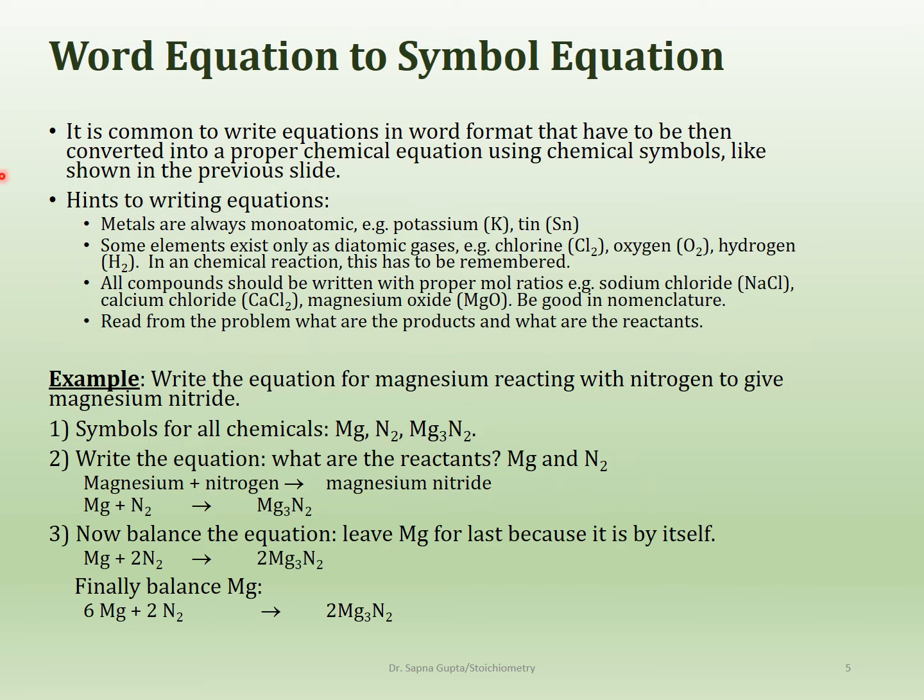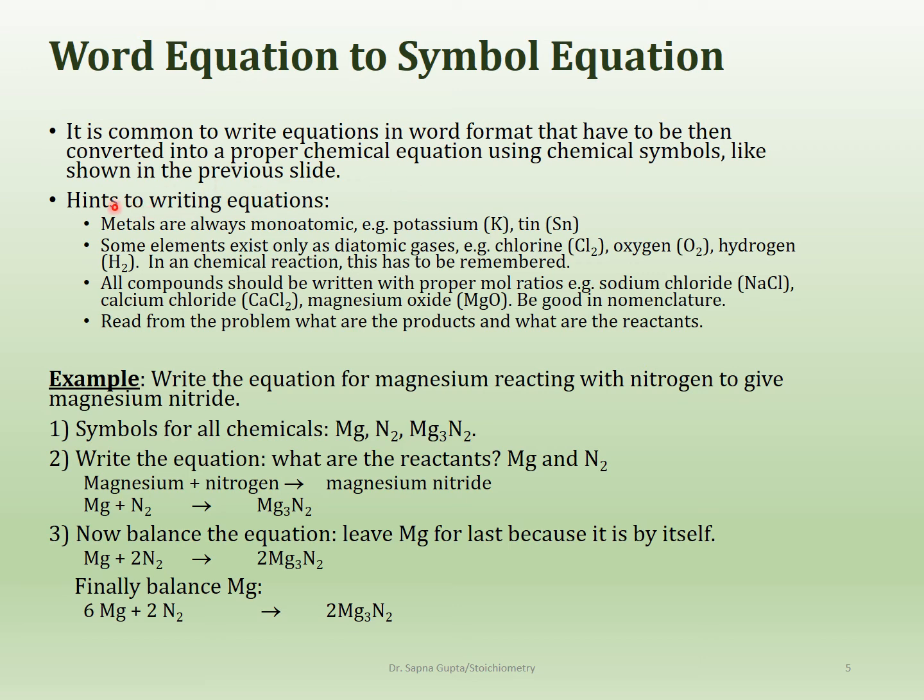So as you saw from the previous slide, we were talking about writing chemical equations, and it is very common, at least for me, that you have to be able to write a symbol equation from a word equation, which means I'll give you a word equation and you have to write the chemical symbols for it, like you saw in the previous slide with sodium chloride. So that's a very common thing. First of all, you should know all your symbols. Second, you should know your compounds. And of course, third, you should know what is the reactant and what is the product.